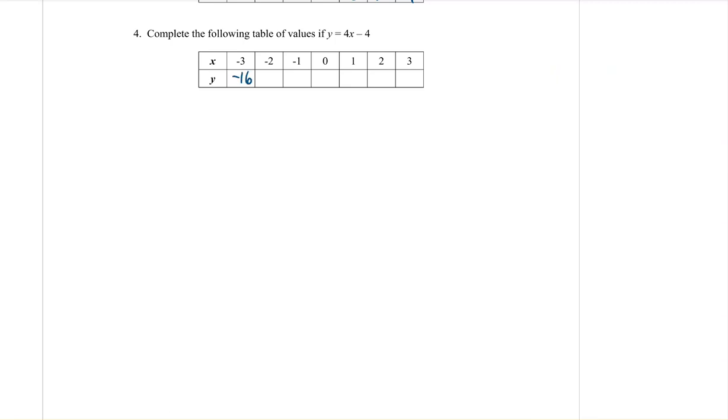Okay. What about when it's minus 2? Minus Sorry, say again? 4. Yep. What about when it's negative 1? Minus 8. Very good. What about 0? Minus 4. Yeah. What's the pattern? 4. It's going up by 4. So the next one's going to be 0, 4, and 8.